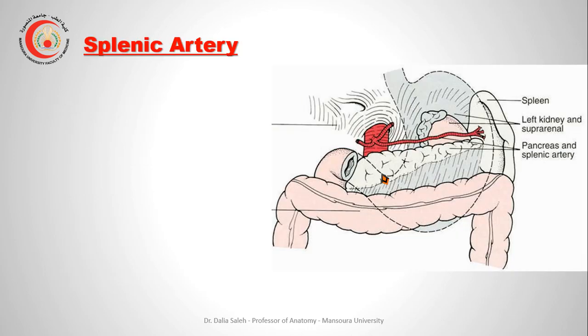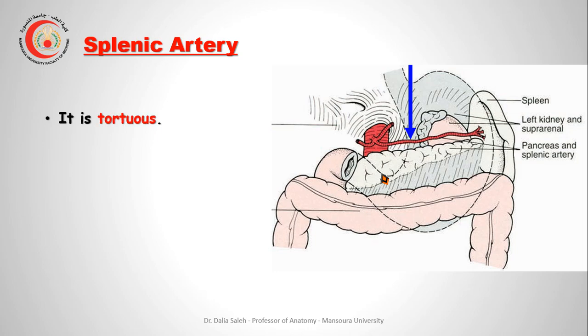So again, the common hepatic artery gives the following branches: gastroduodenal, the right gastric, and its continuation is called the hepatic artery proper, which gives the following branches: the right and left hepatic arteries and the cystic artery from the right hepatic artery. The last branch from the celiac trunk is the splenic artery, which is the largest of the three branches of the celiac trunk.